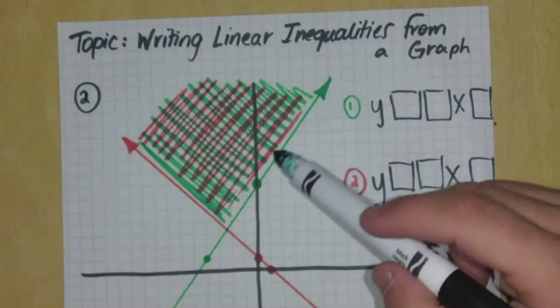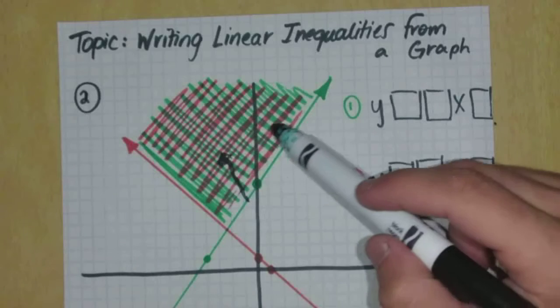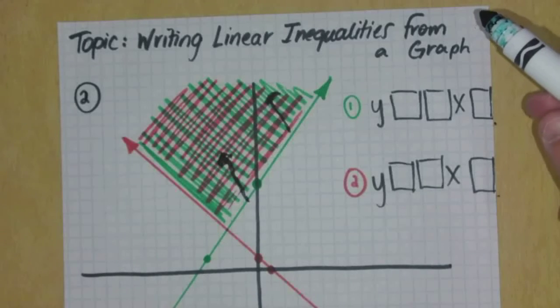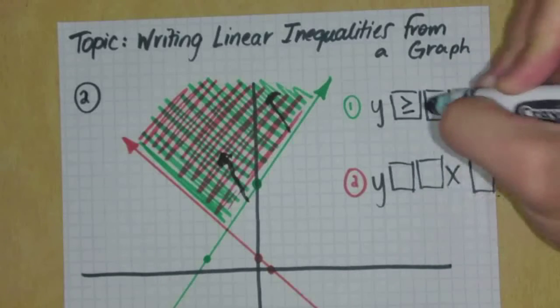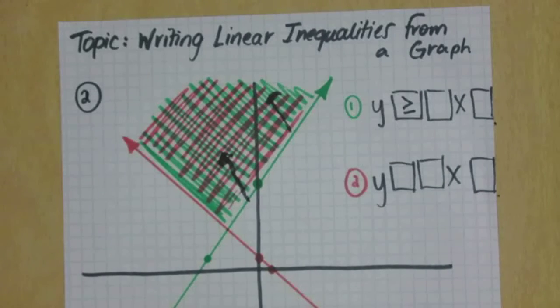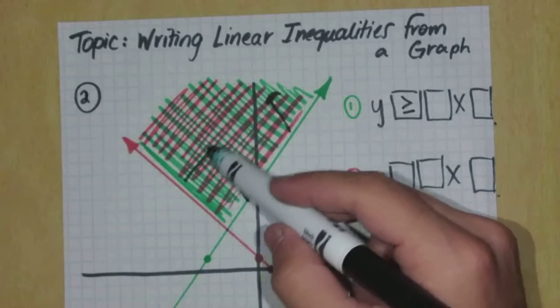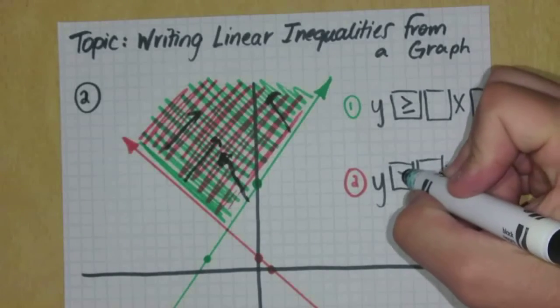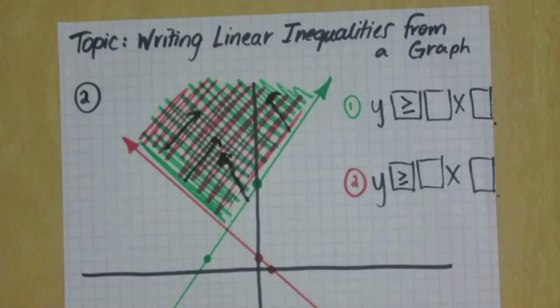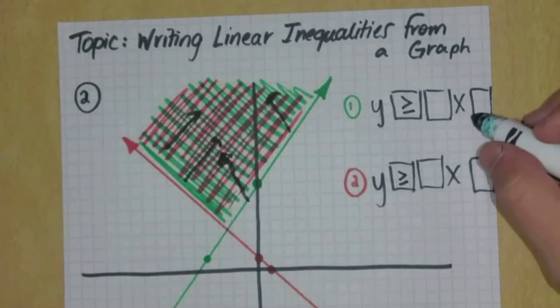The green line, I am shading above that line. When you are shading above that line, that means I am greater than or equal to, because it's a solid line. The red line, I'm also shading above that line. So that would still as well be a greater than or equal to sign. Moving on to the y-intercept, that's the next easiest thing.